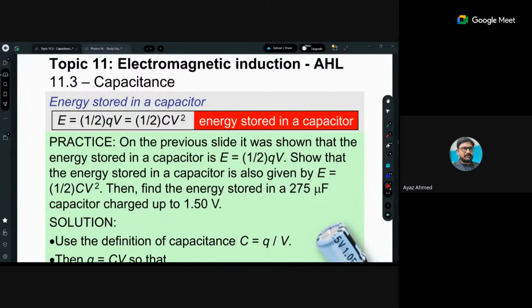Here is the energy equation, that 1 upon 2 QV or 1 upon 2 CV square. Okay. Will you be able to retain these equations? Yeah, I think so.